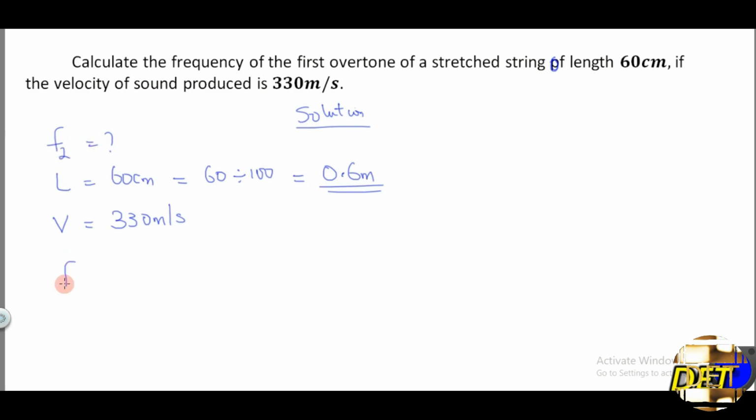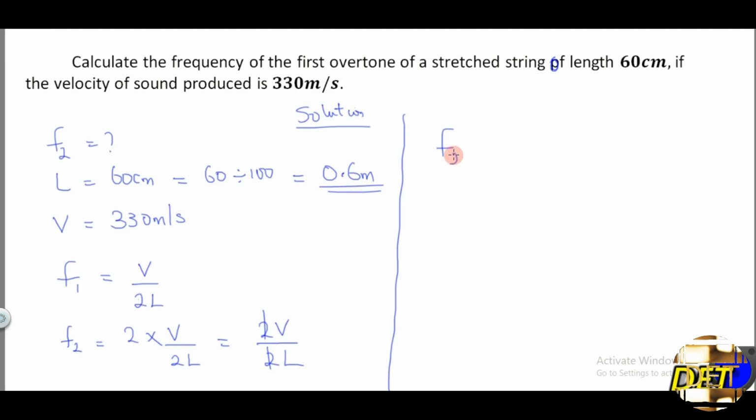So we know that the fundamental frequency of a vibrating string is equal to V over 2L, right? So since what we're looking for is the second harmonic, my F2 will be equal to 2 times F1. My F1 is V over 2L, right? So that will be 2 times V over 2L. So this will now be equal to 2V over 2L. We cancel out 2, right? So my second harmonic, which is F2, is equal to V over L.